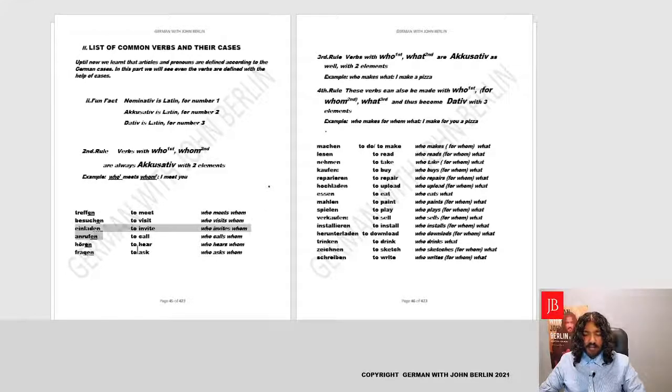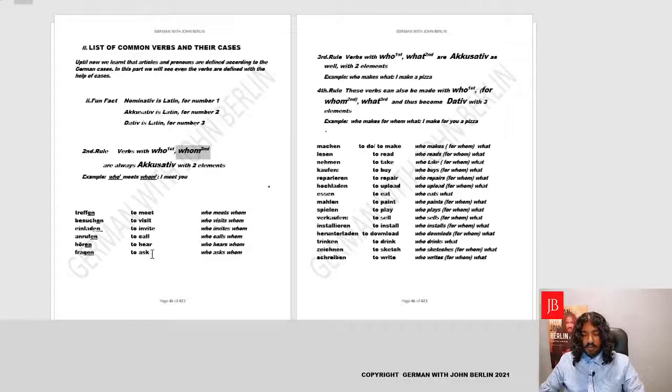Einladen means to invite. Who invites whom? It requires who, the person who's inviting, and whom the person invites. Anrufen, to call. Who calls whom? It requires who's calling, and whom he calls. And similarly, hören, it's to hear. Who hears whom? It requires who's hearing, and whom you hear.